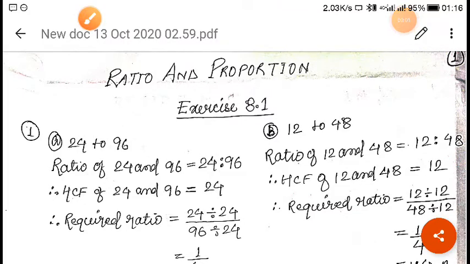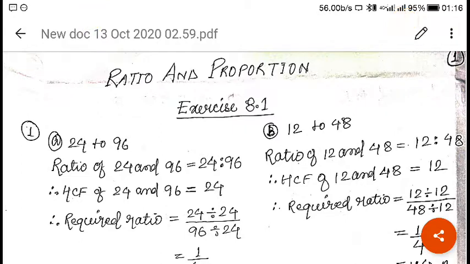Hello everyone. Today we are going to start a new chapter, which is ratio and proportion. Before jumping to Exercise 8.1, I would like to give you some idea about ratio. So what is a ratio? I will give you one or two examples, and from that we will try to understand what exactly a ratio is, okay?